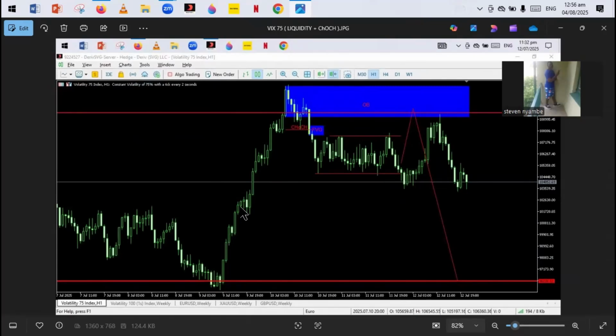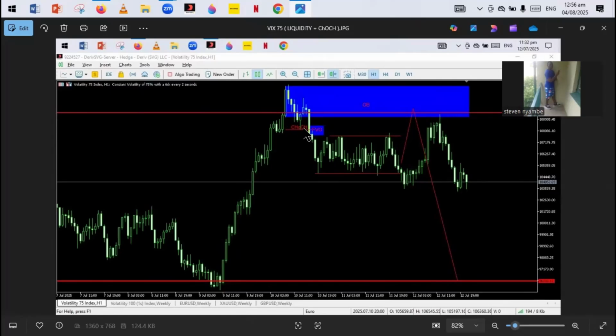So price was moving up, and then with the change of character here, that's a higher high, higher low. Price broke this higher low, and then the FVG was present, and then liquidity present. So for liquidity, watch out for my next video. I'll talk about identifying liquidity. But for this particular entry, there was a change of character, and then the fair value gap present.